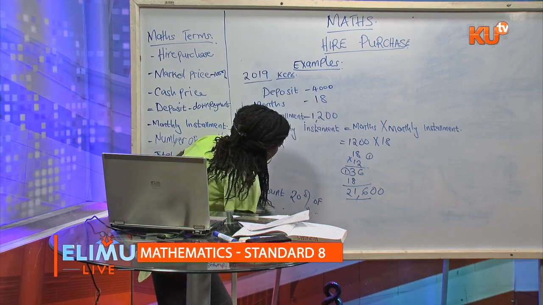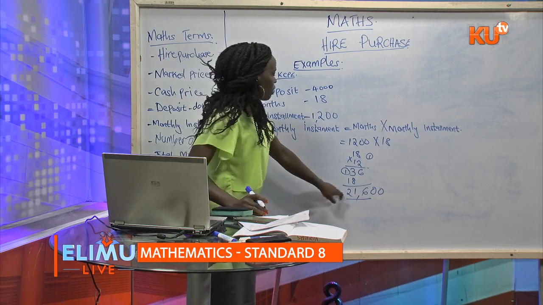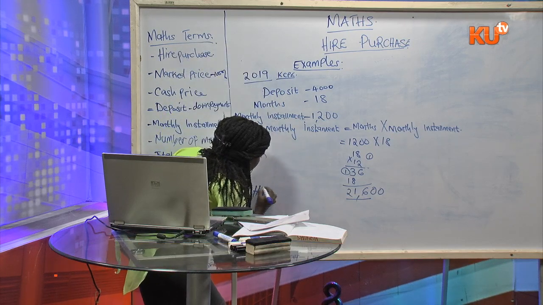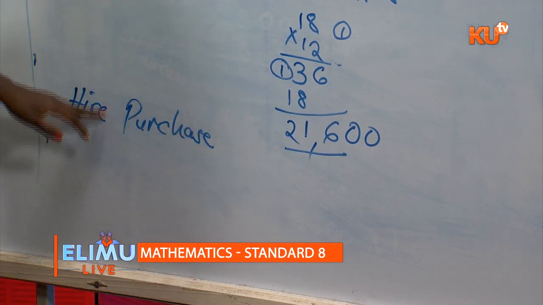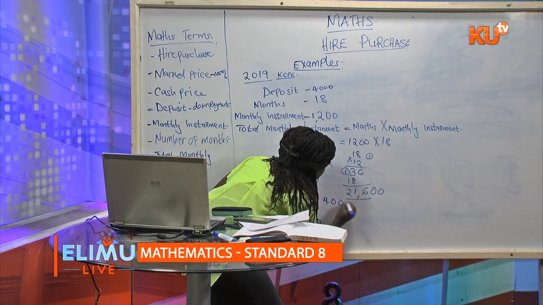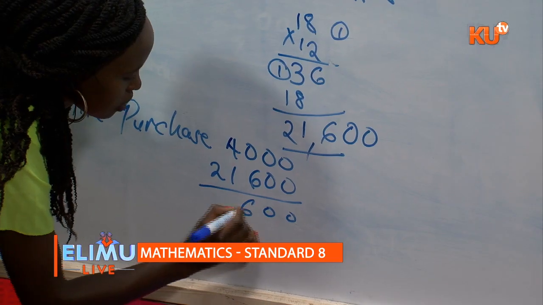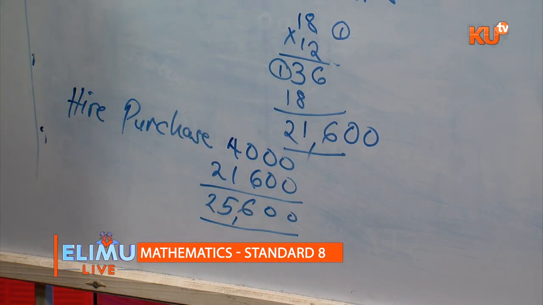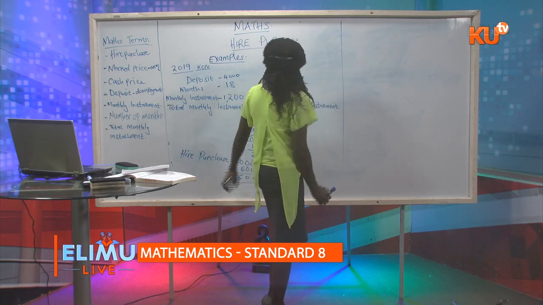Sorry for that. Let's go back a bit. 21,600 was not the hire purchase; it was the total monthly installment. We get the hire purchase very fast. We know how to get this. For the hire purchase, we take the deposit, which is 4,000, and add to 21,600. We get 25,600.